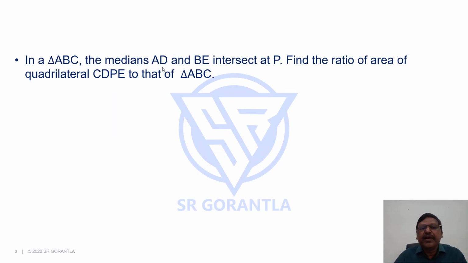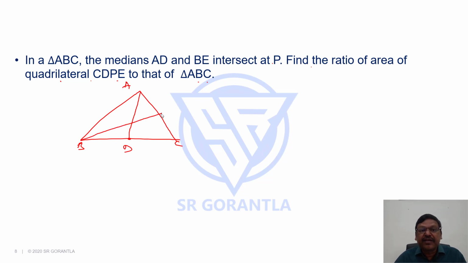In a triangle ABC, the medians AD and BE intersect at P. Find the ratio of the area of quadrilateral CDPE to that of triangle ABC. If you take this triangle ABC, D is the midpoint, AD is a median, BE is a median. They intersect at P. We know that medians meet at the centroid. Now we need to find the area of CDPE to the area of triangle ABC.